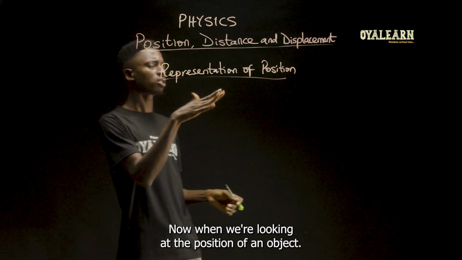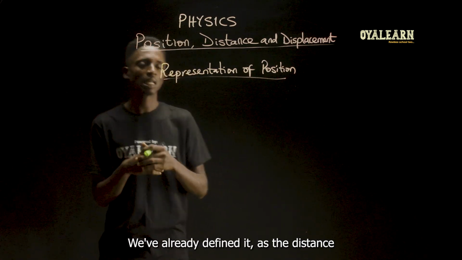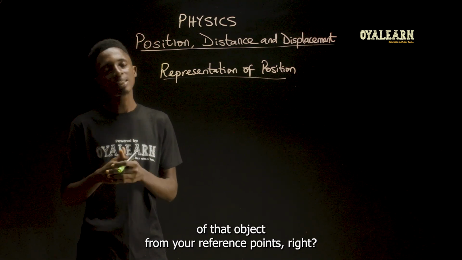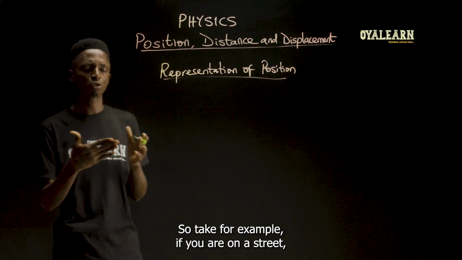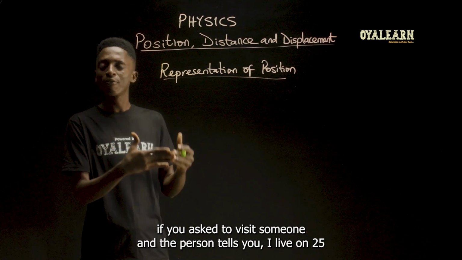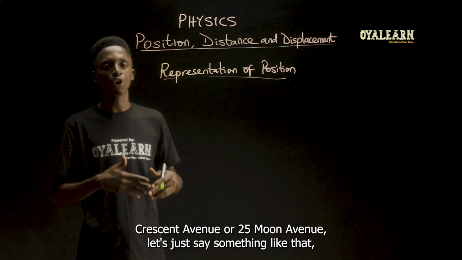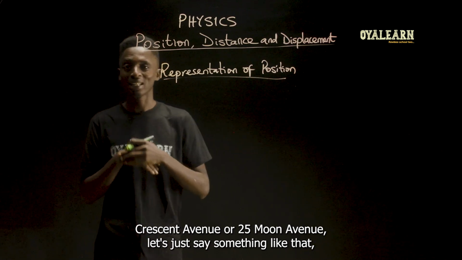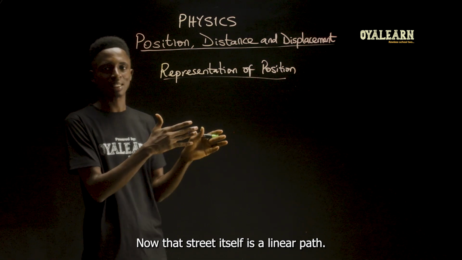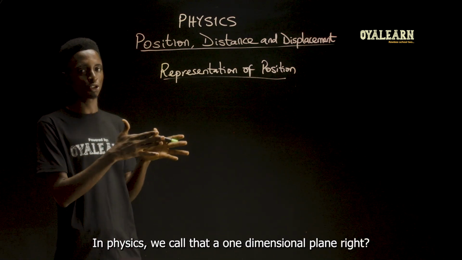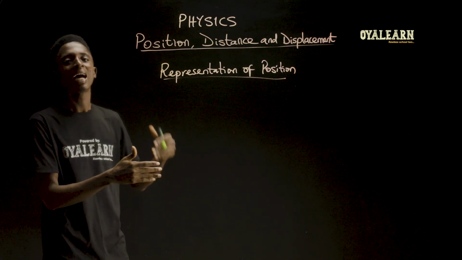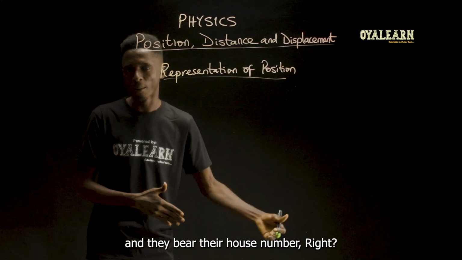Now, when we're looking at the position of an object, we've already defined it as the distance of that object from a reference point, right? So take for example, if you're on a street, if you're asked to visit someone and the person tells you, I live on 25 Crescent Avenue or 25 Moon Avenue, let's just use something random, okay? Now, that street itself is a linear path. In physics, we call that a one-dimensional plane, right? So along that street, you will have different houses and they bear their house number, right?